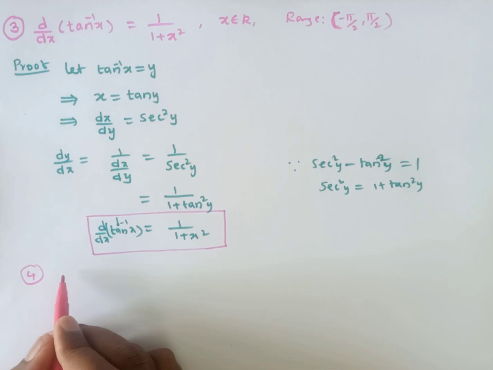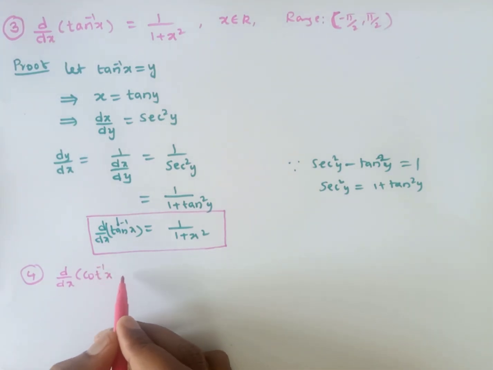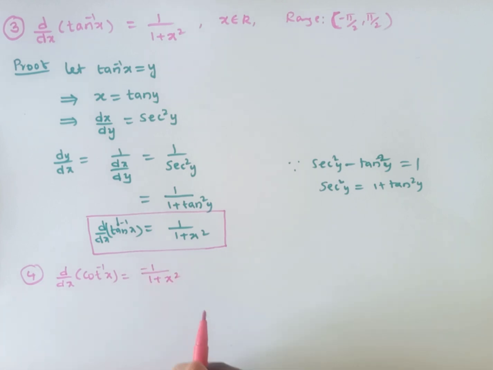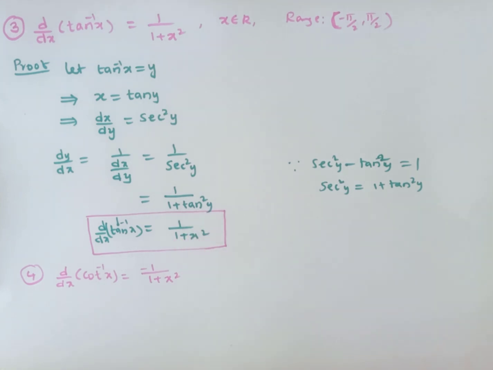That is d by dx of cot inverse of x, which is minus 1 by 1 plus x square. As you know the domain for this. So d by dx of cot inverse of x is minus 1 by 1 plus x square. See the difference. Here it is 1 by 1 plus x square, and this is minus 1 by 1 plus x square. Similarly, in sine inverse and cos inverse, the sine inverse x derivative is 1 by root of 1 minus x square. Then for cos inverse it is minus 1 by root of 1 minus x square.